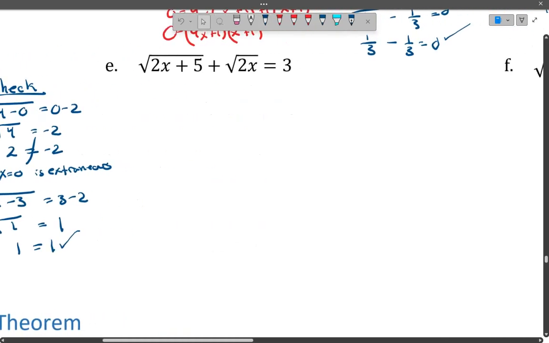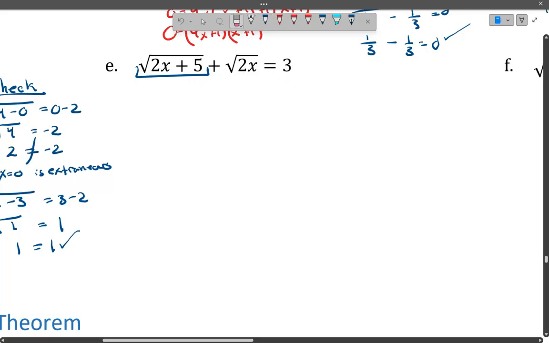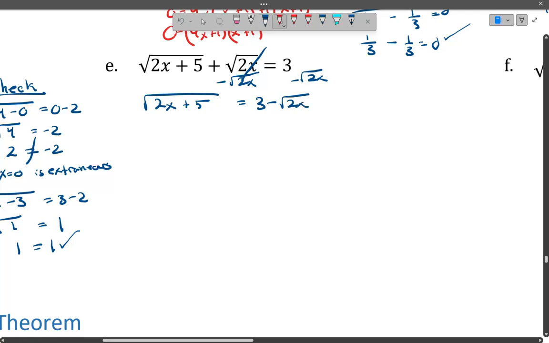Here we have two radicals. If we go ahead and just square it as they are, it's not really going to help clean up our equation that much. It will a little bit, but generally the easiest thing to do is pick one of the radicals and go ahead and isolate it. So we're going to subtract the root 2x and move it to the other side. So we have root 2x plus 5 equals 3 minus root 2x.